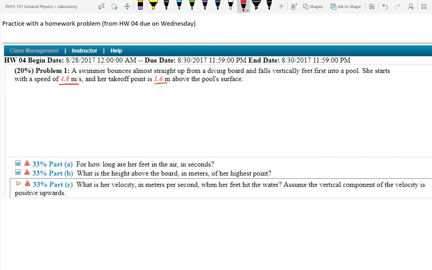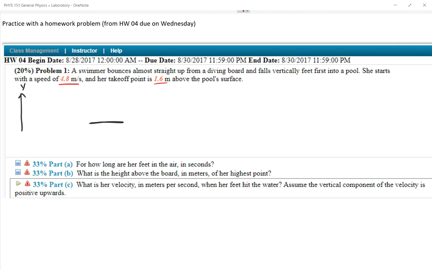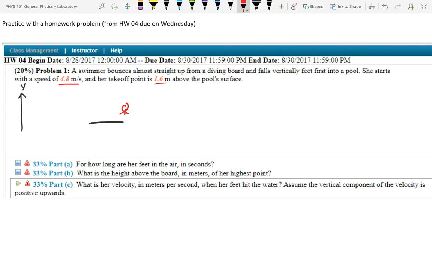That one-dimensional is up and down, and because of that, I'm going to set a vertical axis, and I'm going to call that vertical axis Y. So I drew here an arrow pointing up, labeled Y. That indicates that my Y direction is going up. And then I'm going to draw a picture. So we have the diving board, and on that diving board, we have a swimmer. And then we're going to have her motion. So she's going to go up, come back down, and she's going to land in the water.